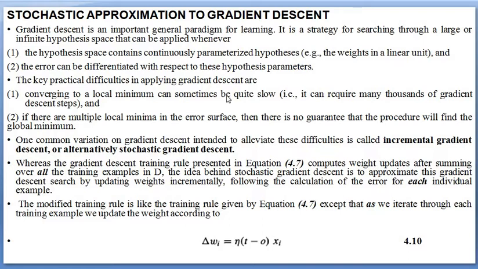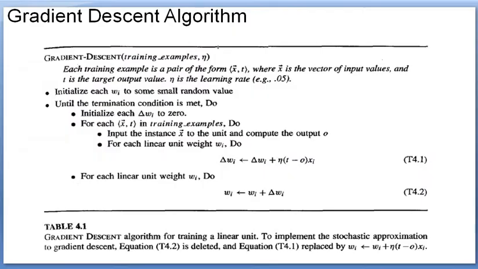To address these difficulties, we have a technique called incremental gradient descent, or sometimes also called stochastic gradient descent. Whereas the gradient descent training rule is presented in equation 4.7, I'll show you that equation also. Equation 4.7.